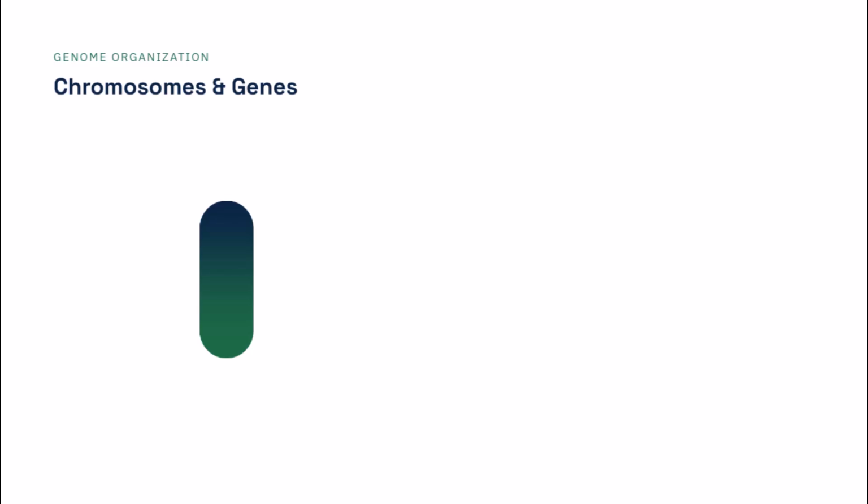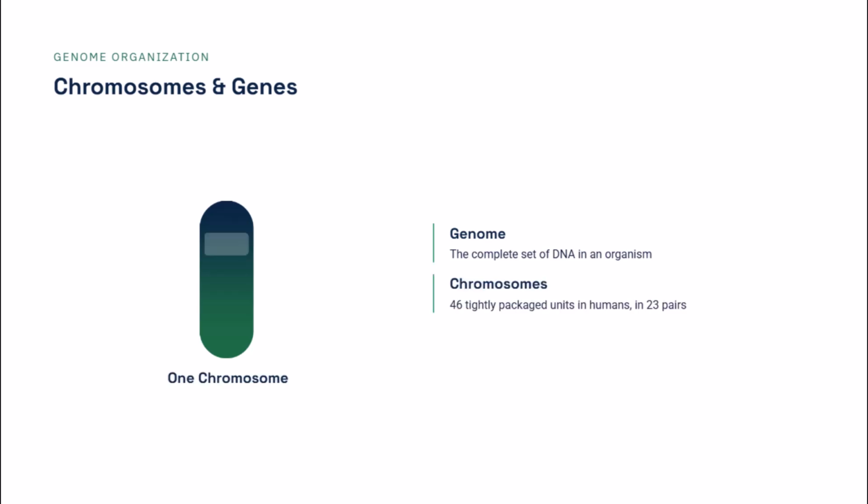Zooming back out, how is all this DNA actually organized inside the nucleus? The full set of DNA in an organism is called its genome. That genome is divided into separate, tightly wound packages called chromosomes. Humans have 46 of them, organized in 23 pairs. Within each chromosome, specific stretches of DNA are called genes. A gene is essentially a set of instructions for building one particular protein, or sometimes an RNA molecule with its own function. Humans have roughly 20,000 genes spread across our 46 chromosomes.